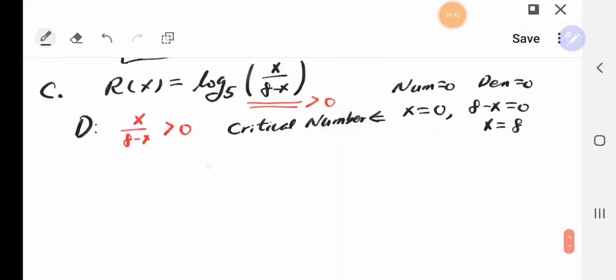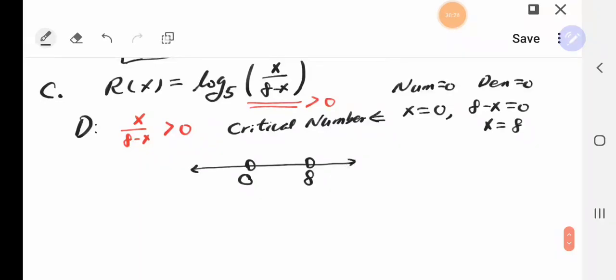So based on these critical numbers, here is 0 and here is 8. We cannot include these numbers, because if we include 0, then the numerator is 0, so this rational expression is 0. And if x equals 8, then the denominator is 0, so it's undefined. So we will not include 0 and 8. And there are three intervals.